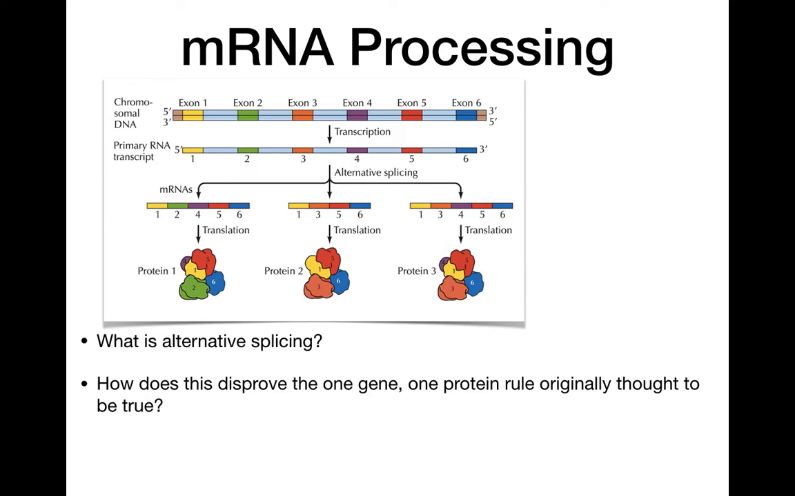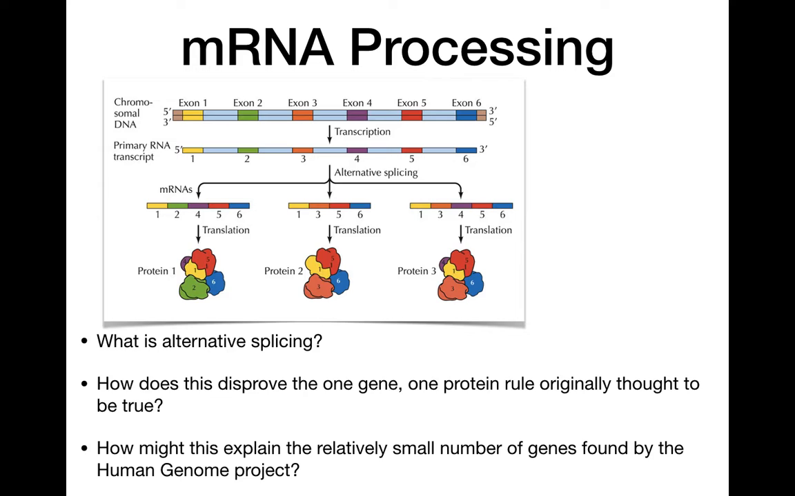So this is a really interesting thing to disprove what used to be thought of as the one gene, one protein rule. We used to think that every gene produced only one protein. We know that's not the case, that alternative splicing is just one way in which a single gene can produce multiple different proteins. And this really helps us better understand how there are so few genes in the Human Genome Project that we've sequenced, but so many proteins being made. And the proteome is much larger than the genes we have.